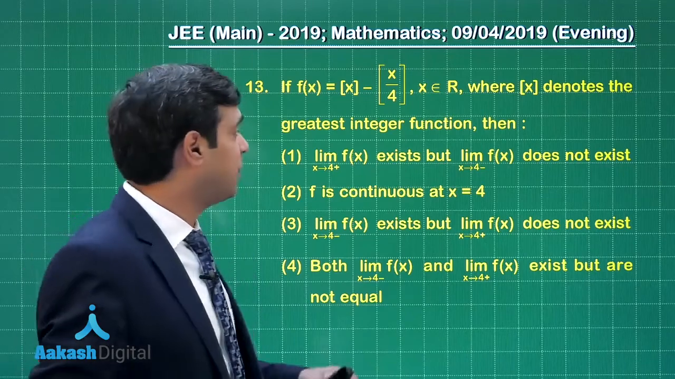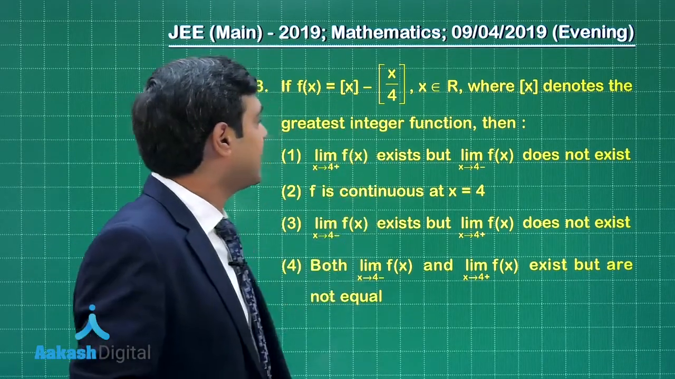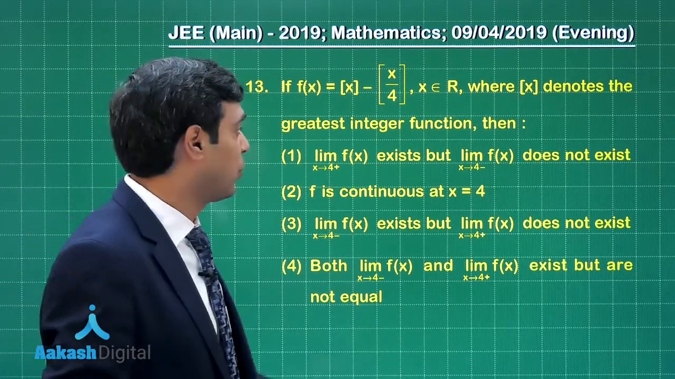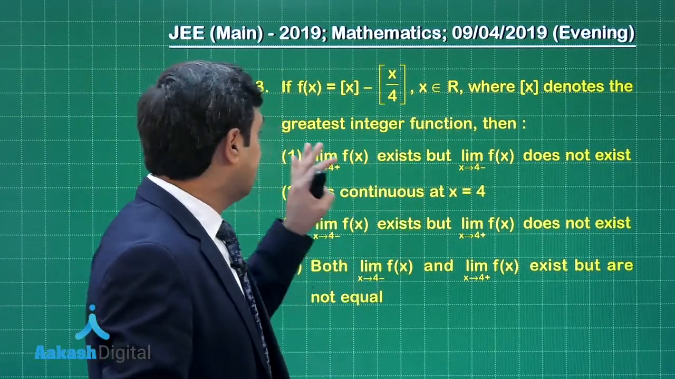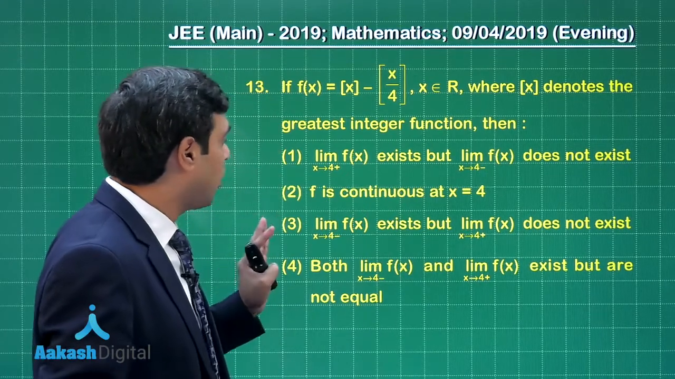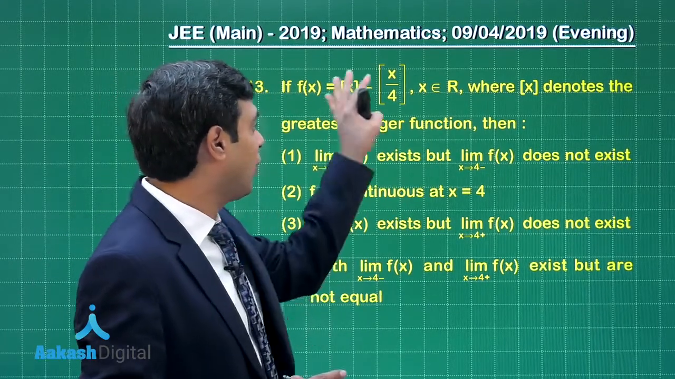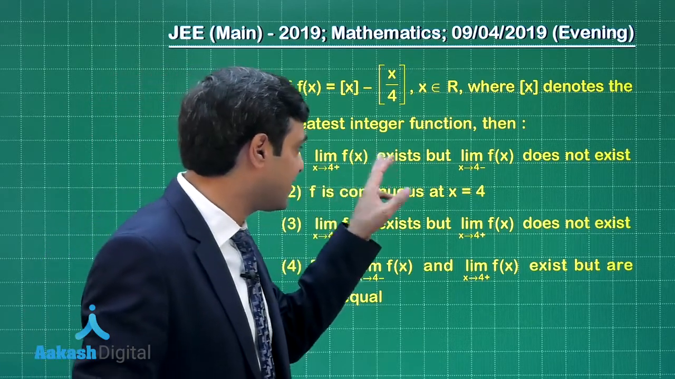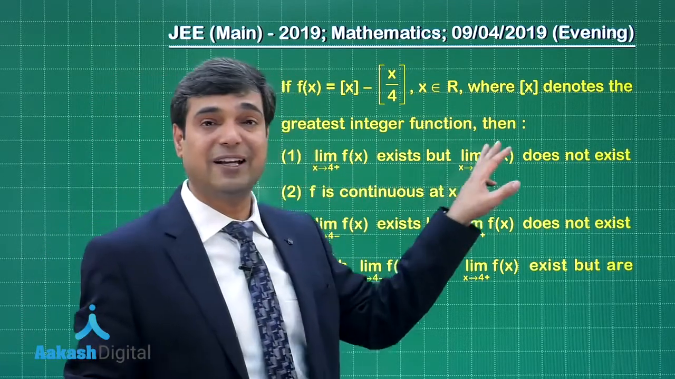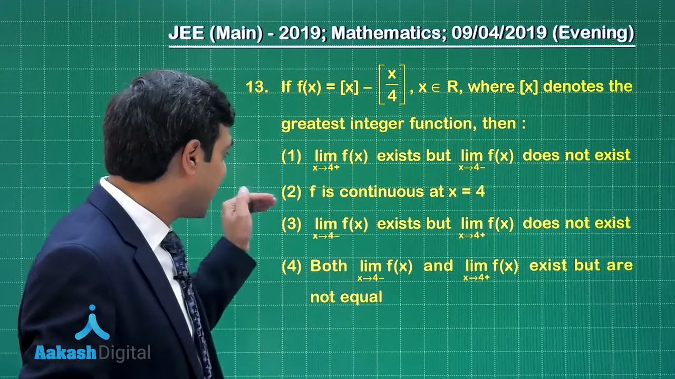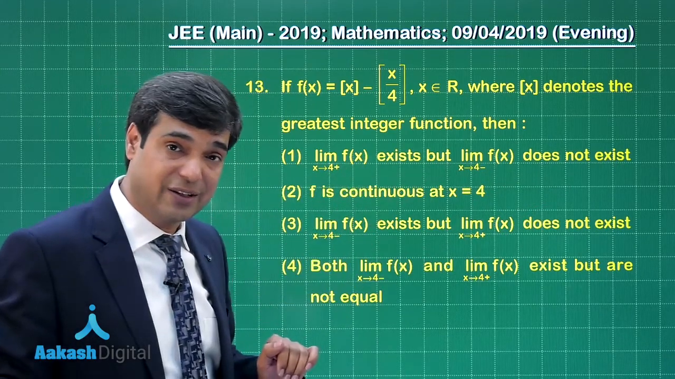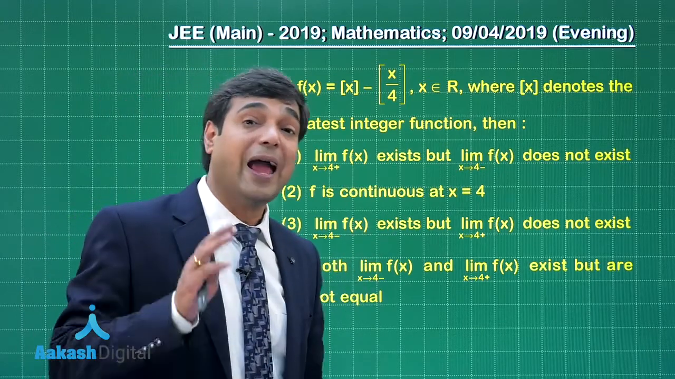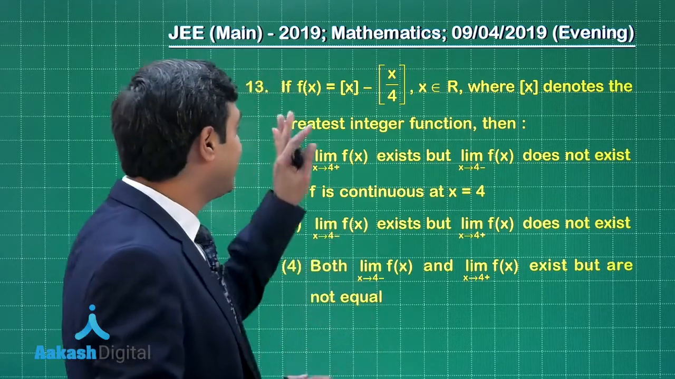So taking up question number 13, if f(x) equals greatest integer x minus greatest integer of x by 4, where x is a real number, then the question is talking about basically limit and continuity of this function. First one says as x approaches 4 plus, f(x) exists, but as x approaches 4 minus, that limiting value does not exist. Second says it is continuous at x equals 4. Then again we are talking about left hand and right hand limit at x equals 4. So let's see this question.